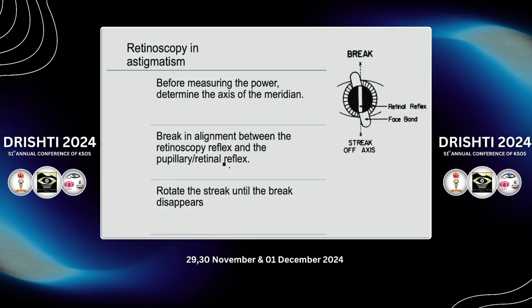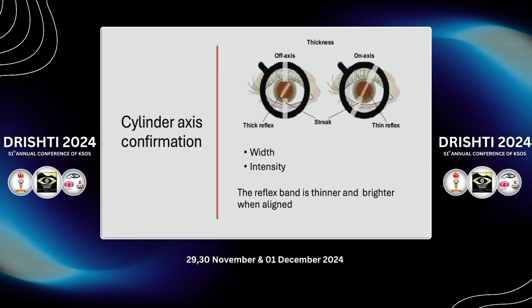you have to rotate the streak until this break disappears. Also, you look at the width and the intensity of the reflex. So if you see it's a thick reflex, that means you're off axis. So you have to move your retinoscope, you tilt it, move the reflex so that it is on axis and it's narrower.